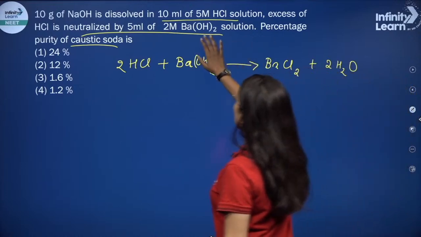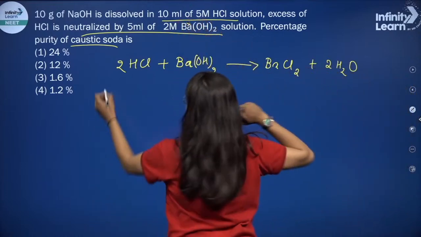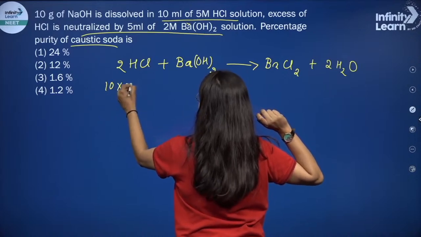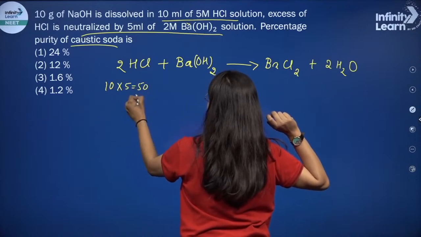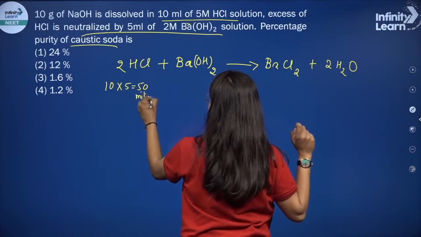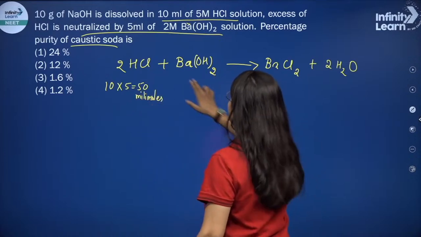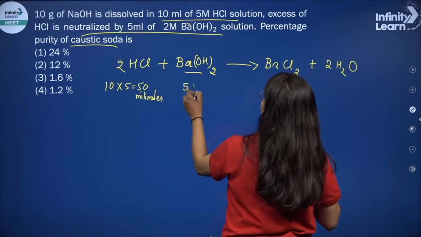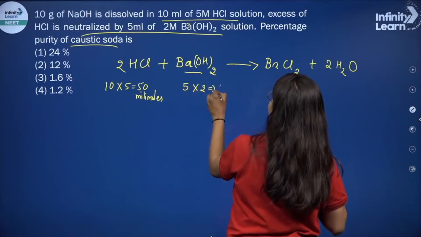So, now I will calculate the equivalence. This will be 10 ml. So, 10 into 5, it will be 50 millimoles, right? 50 millimoles. Here, 5 into 2, that is 10 millimoles.